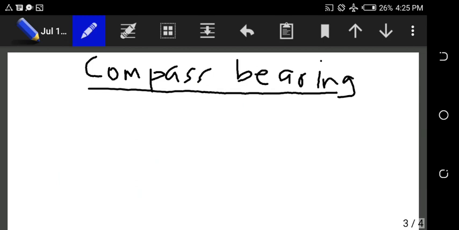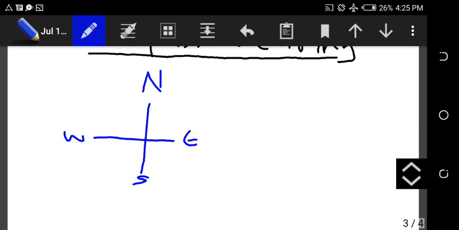The compass bearing, that is, we use the cardinal points to note the directions. Majorly we use the four cardinal points: north, east, west and south. Now compass bearing, this type of bearing is always an acute angle.